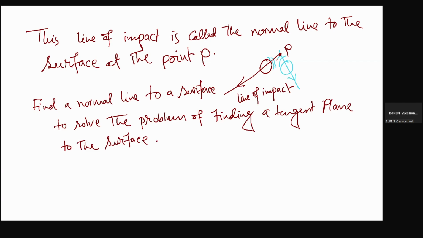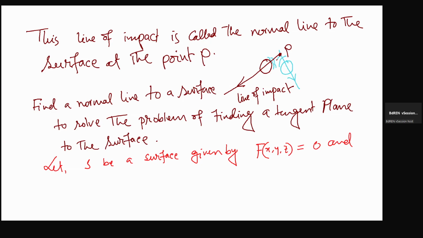So let S be a surface given by f of x, y, z equal to 0, and P(x naught, y naught, z naught) is a point on S.